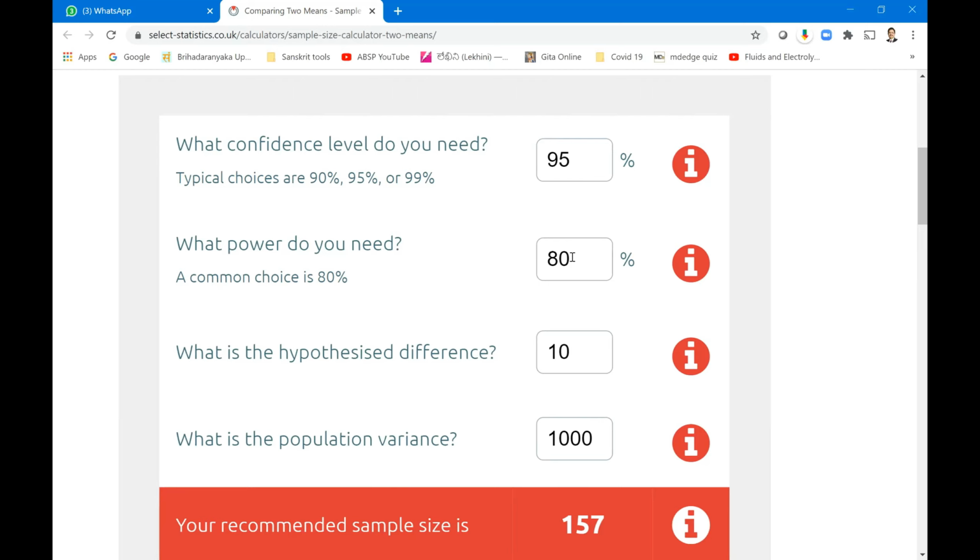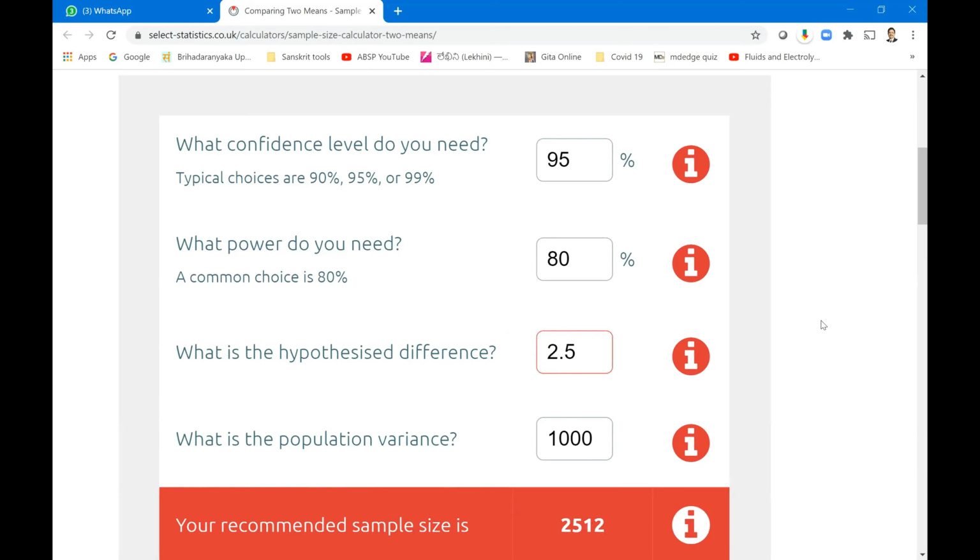What is the hypothesized difference? What difference you expect between the arms, the delta, they are asking? Is it a 10 centimeter difference between Horlicks and no Horlicks? 10 centimeters is a huge difference in one year, isn't it? We don't expect that much. So let us keep that as the growth itself may be 5 centimeters. 50% of that will be around 2.5 centimeters.